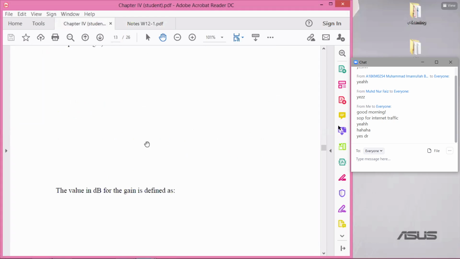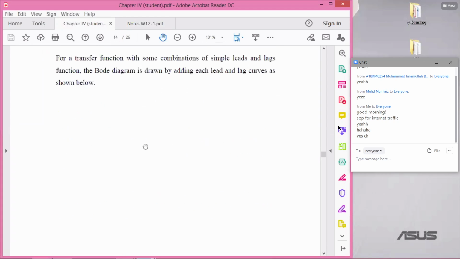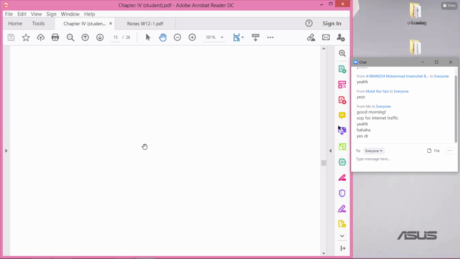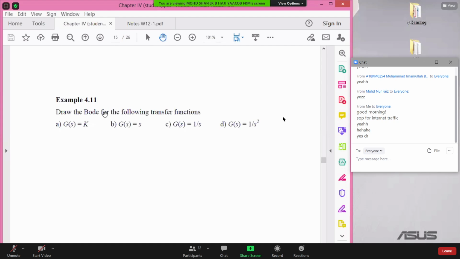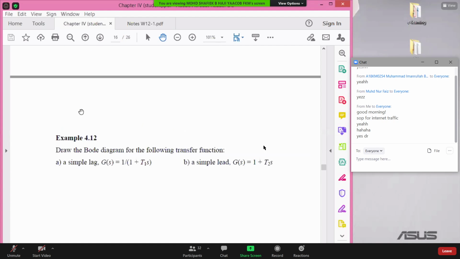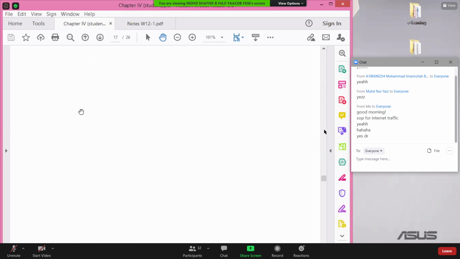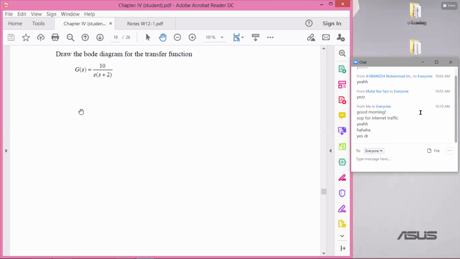So this is the Bode diagram. There's not much there. We will come back to this example for 11, for 12, and for 13.